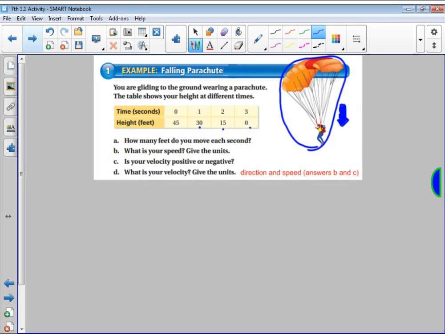So it says, how many feet do you move each second? So in order to answer letter A, we have to look at the change in our feet. Right now, the change in time, yes, we notice that the change in time is every second, but we have to identify how many feet it changes. So if we look here, it went from 45 to 30. Well, that's a change of 15.